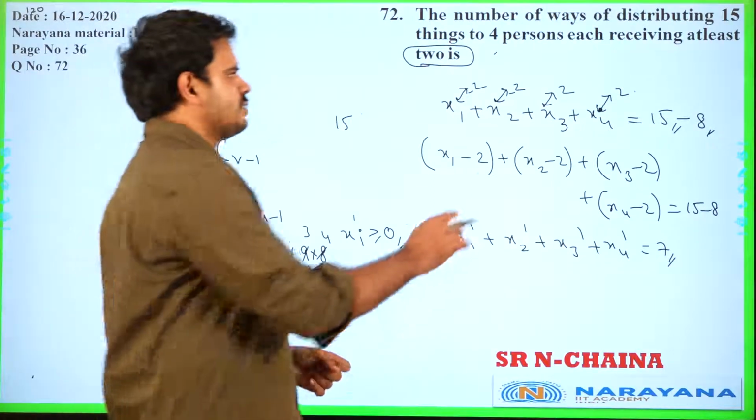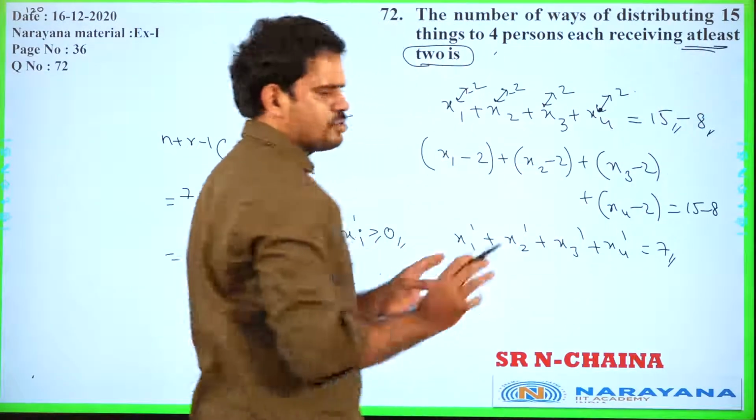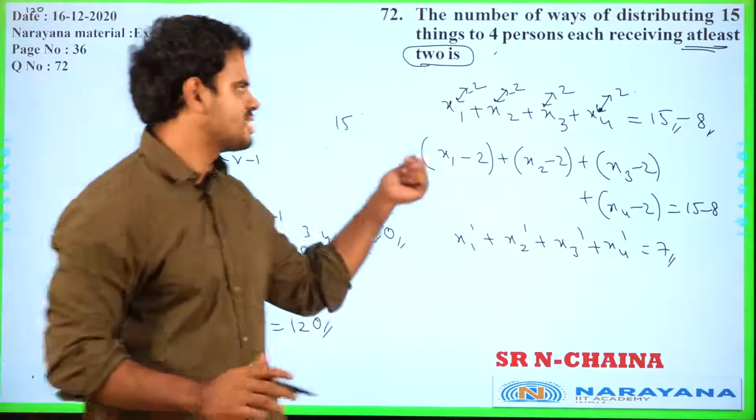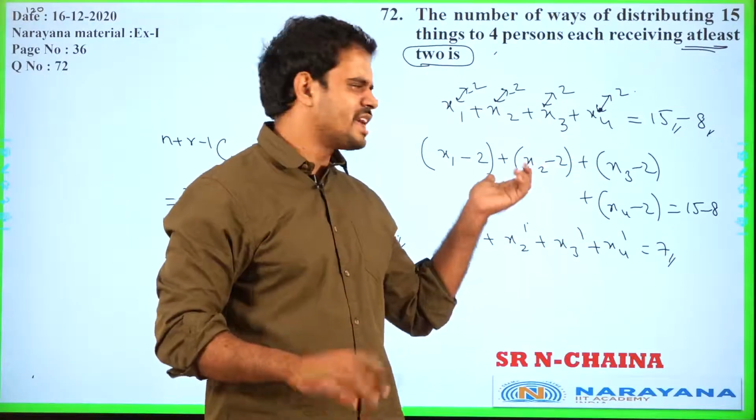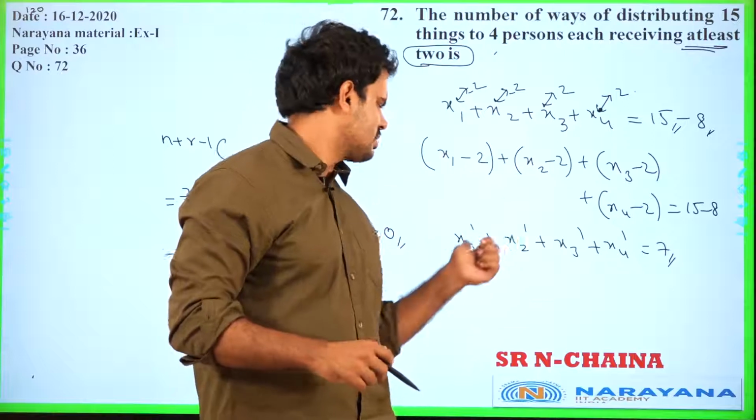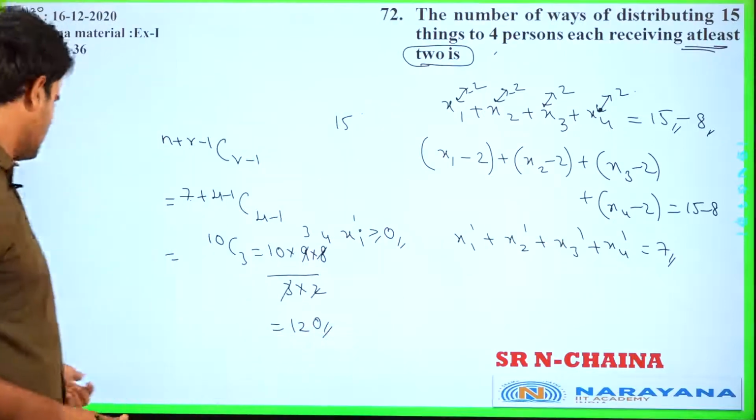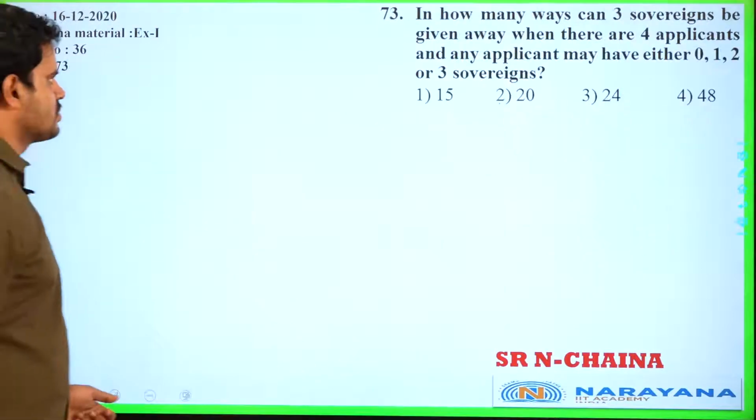But here we have to understand that 'at least 2' should be highlighted. At least 2 means what, people? First let us give each one 2. Take 2 from each of the people, then everyone becomes X1 dash, with everything greater than or equal to 0. Let me go with the next question.